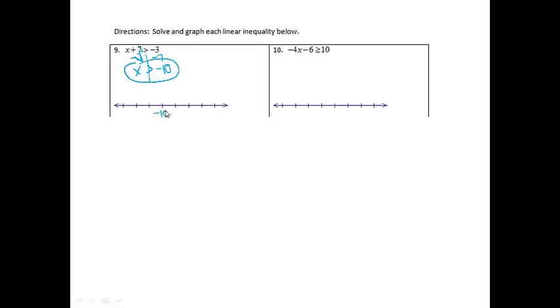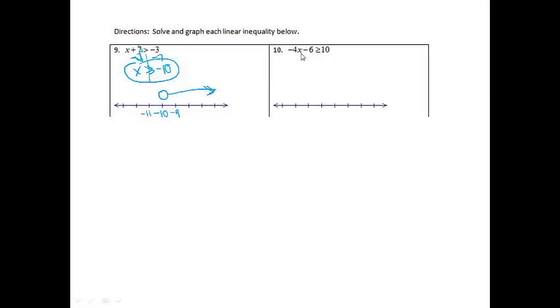Let's go to our number line. Negative 10, negative 9, negative 11. Since there's no equal sign, we will be doing an open circle, and greater than points to the right. And again, notice this sign matches this sign, so we know that we're doing that right.